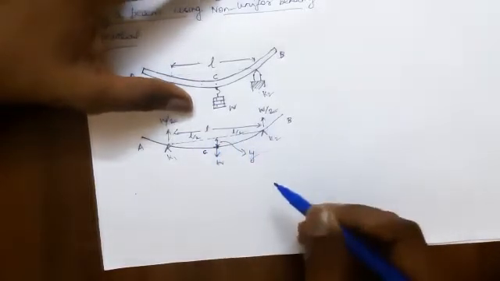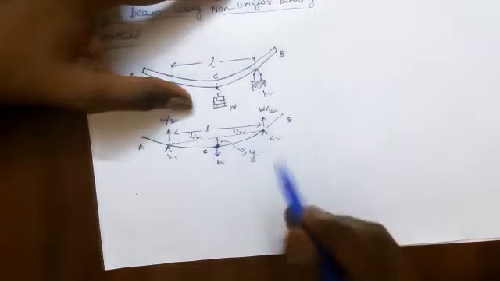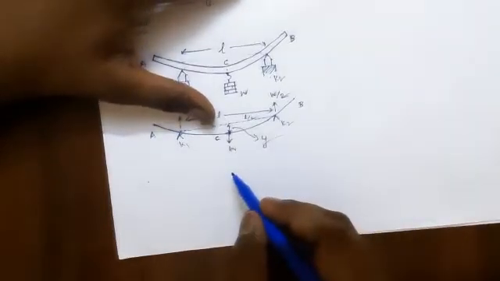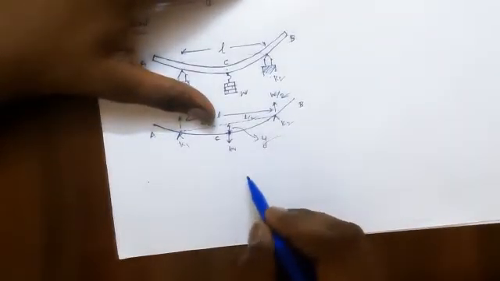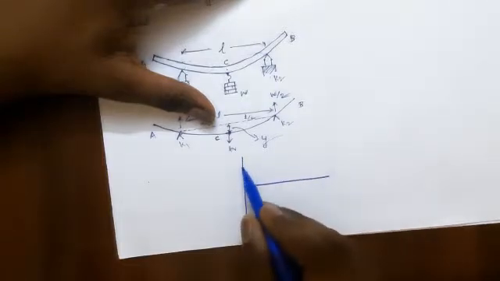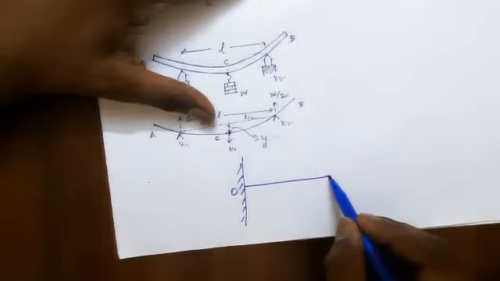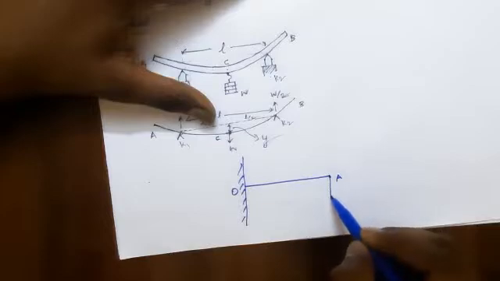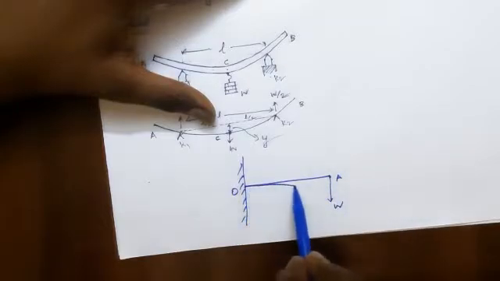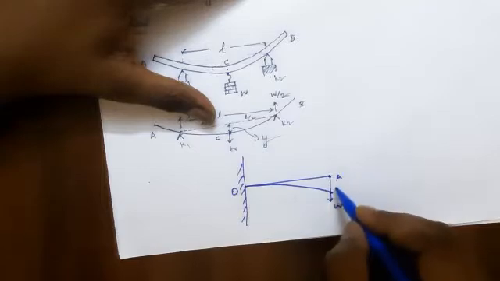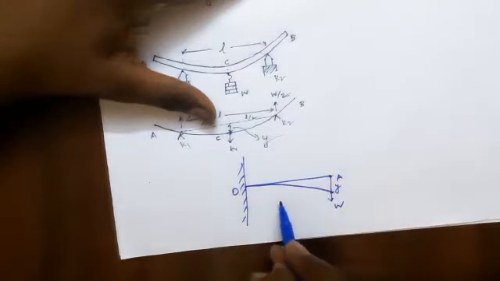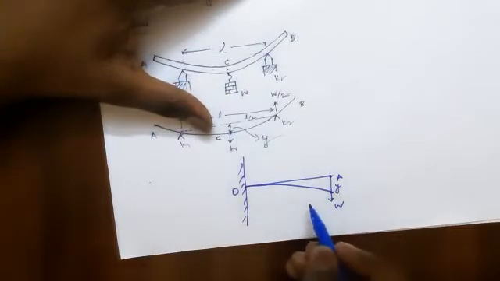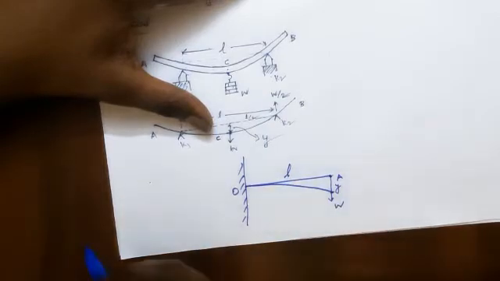So we consider the cantilever problem. What is the cantilever problem? We already know that. Just recall that. In the cantilever problem, one end of the beam is fixed and the other end is free. We apply a load W at the free end, and the beam bends like this. Here the depression y is produced.